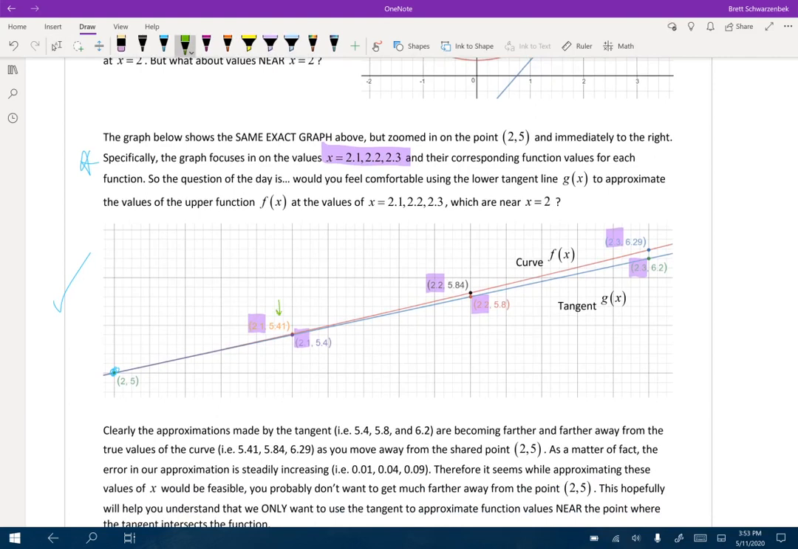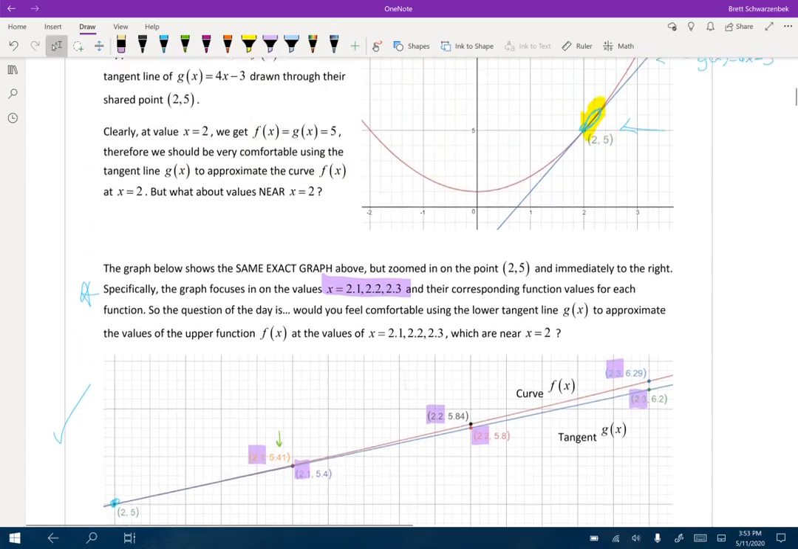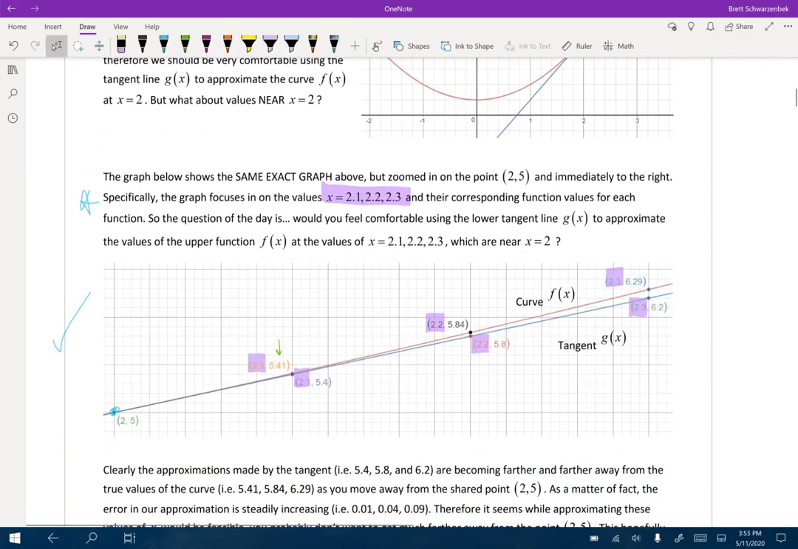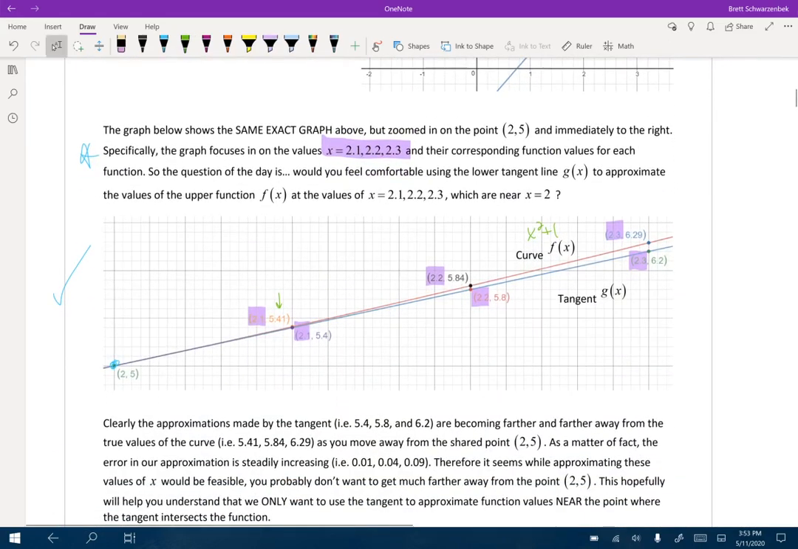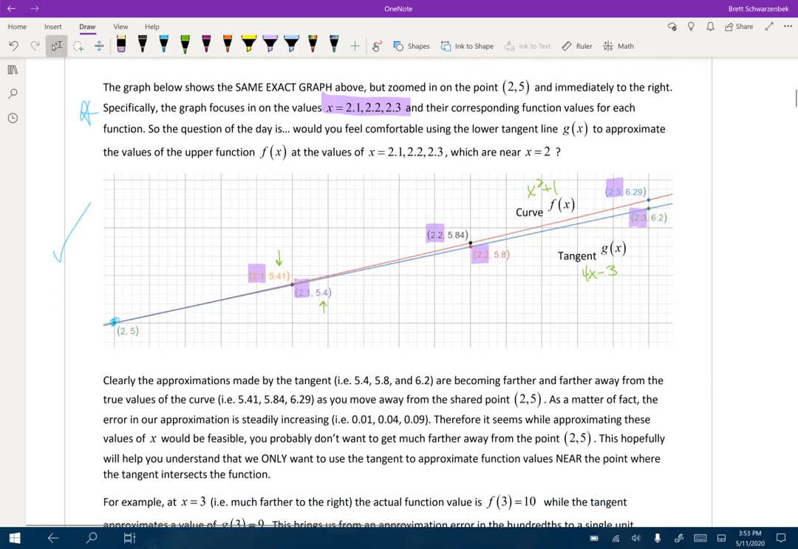The blue line is the tangent. The curve is the red or orange line at the top. So on the curve, which is x squared plus 1, so I'm going to write x squared plus 1 here, and 4x minus 3 here. On the curve, we get 5.41 if we put 2.1 in. But the tangent reveals 5.4. That's only an error of 0.01. So there's only an error right here in our approximation of 0.01.